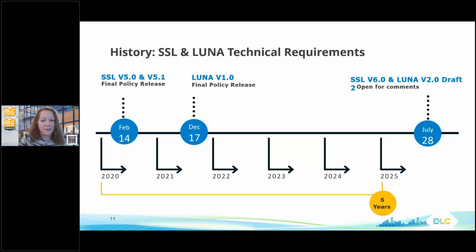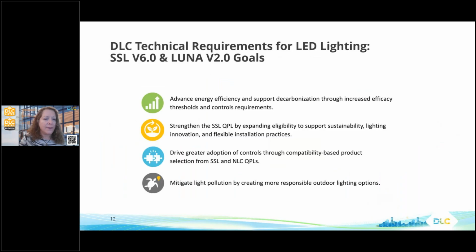The revised DLC technical requirements for LED lighting, including SSL version 6 and Luna version 2, leverage advances and innovations in energy-efficient lighting over the past 5 years, controls improvements, sustainability initiatives, and increased choices in outdoor lighting that mitigate light pollution and minimize environmental impacts. If you haven't had a chance to dig in yet to Draft 2, today's webinar will highlight the scale of the changes that we're proposing.